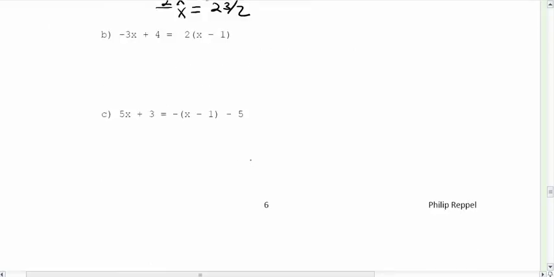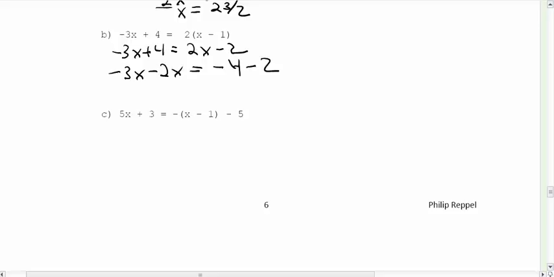B. Again, stop the video, try working the problems. First step, get rid of the parentheses, right? Notice how I'm distributing the 2 across everything on the inside. Move the x terms to the left-hand side. Move the non-x terms to the right-hand side.